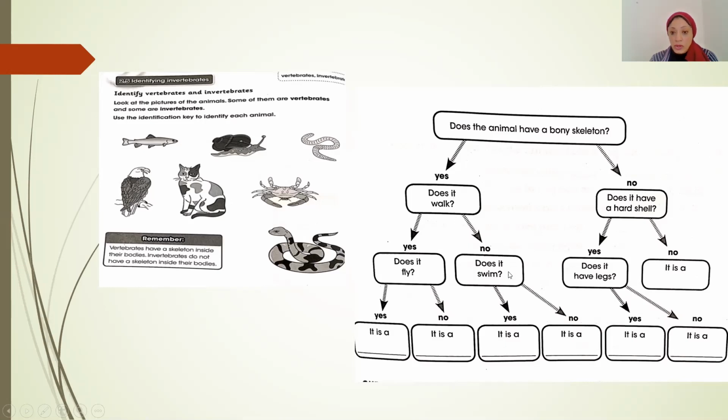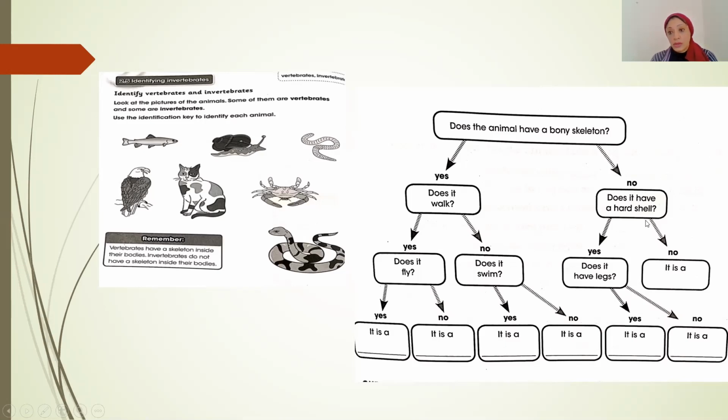Let's go to another question. Does it swim? Which one can swim? Yes, the fish. If yes, it will be the fish. If no, it will be the snake. So we finished with these four animals. If the answer for the first question was no, the animal does not have a skeleton, so you have to choose between the snail, worm, and the crab.